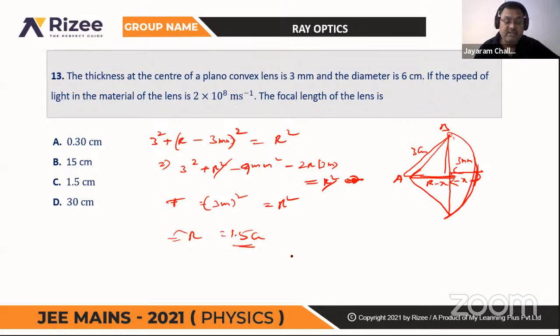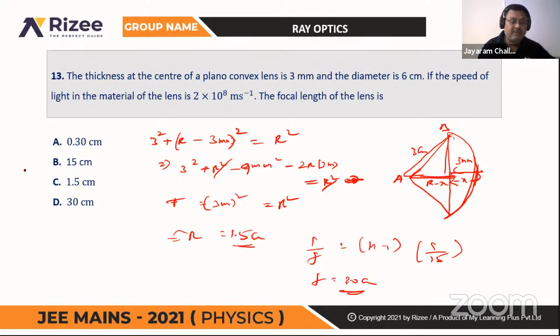So radius of curvature is known. Then the focal length can be found from 1 by f is equal to mu minus 1 into 1 by 15. So focal length f will be equal to 30. So this is the one he is asking here.